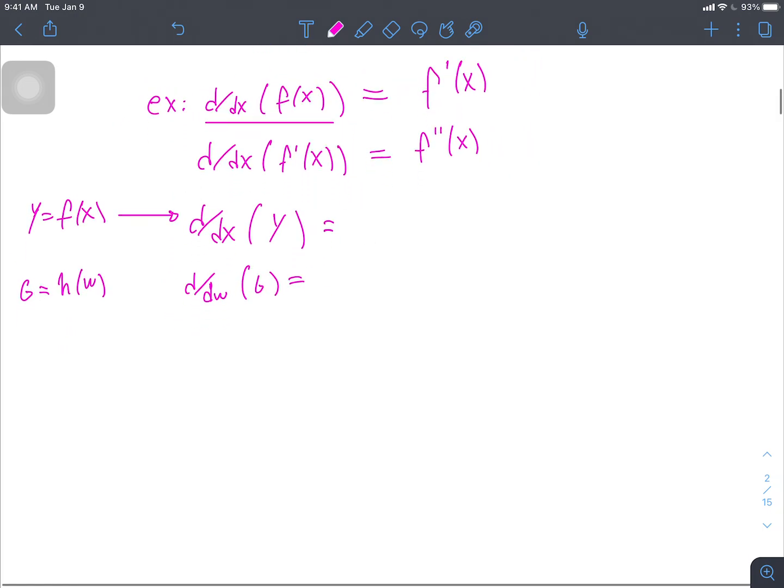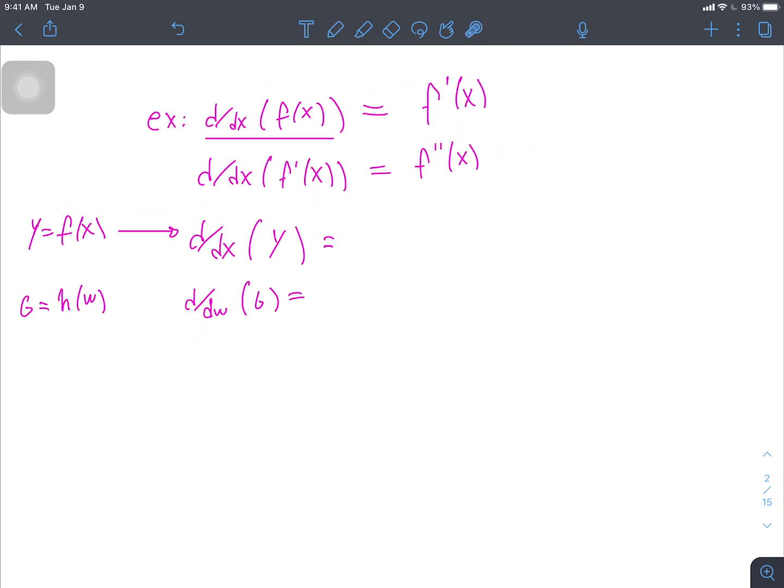Now let's do some Leibniz notation. Let's say I have a function y equals f of x, and I do d/dx of y. How would I represent this in Leibniz notation? Can anyone tell me? Anybody remember Leibniz notation? You're close, it's dy/dx.